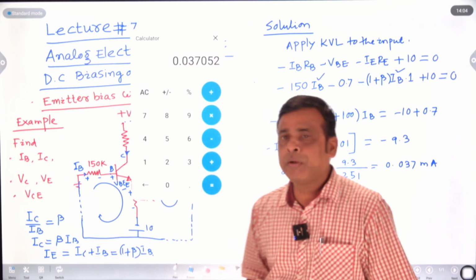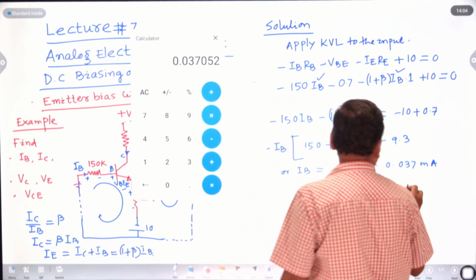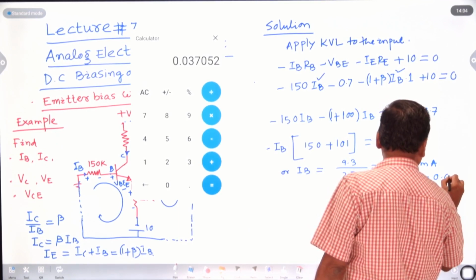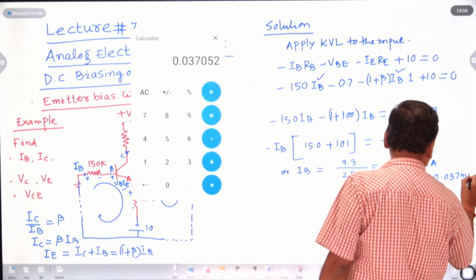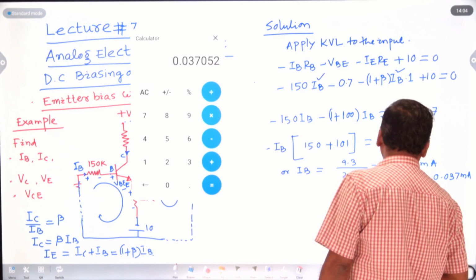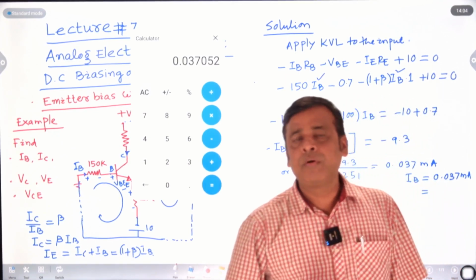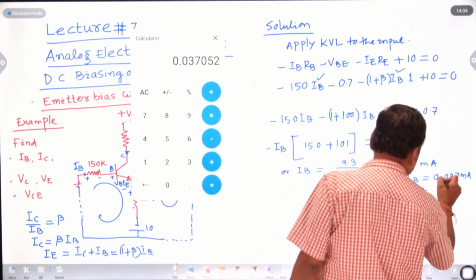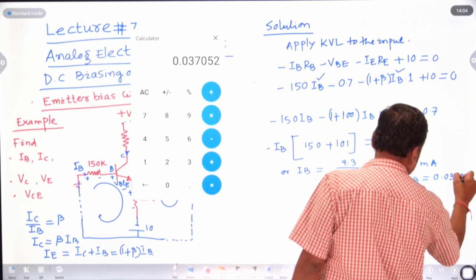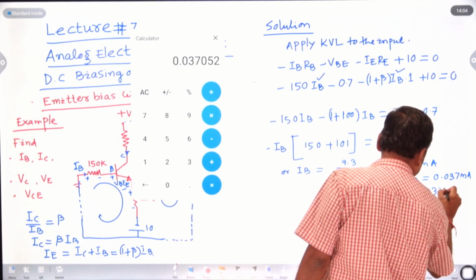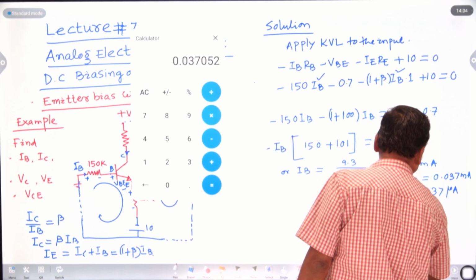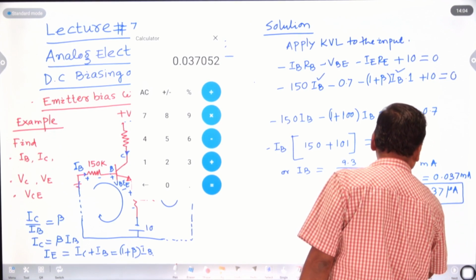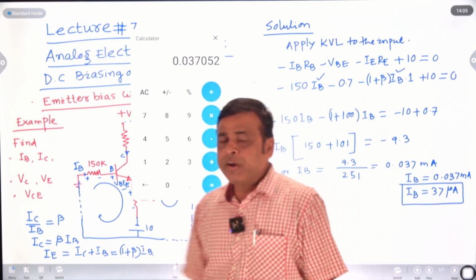Milli is nothing but 10 to the power minus 3. And IB value is 0.037 milliampere, or we may say the base current can be expressed as microampere. Micro means again 3 digits, that is 37. You can write 37 microampere. IB is 37 microampere here.